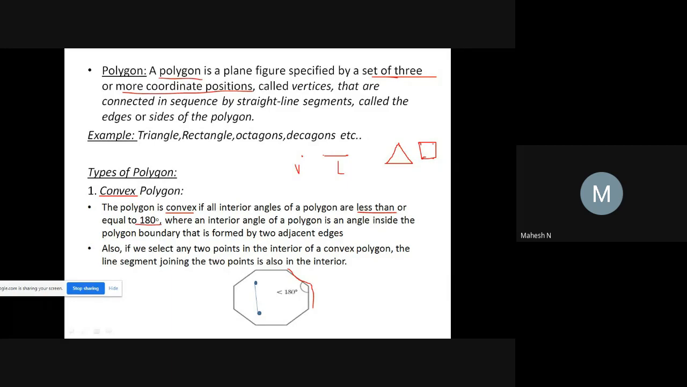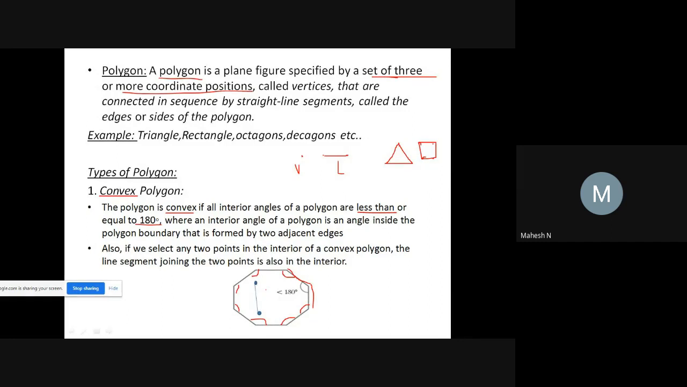The first and most important property of a polygon is this: all the interior angles. You can see this interior angle, this interior angle, this one, and this one. All the interior angles are less than or equal to 180 degrees. That is the first property of a convex polygon.